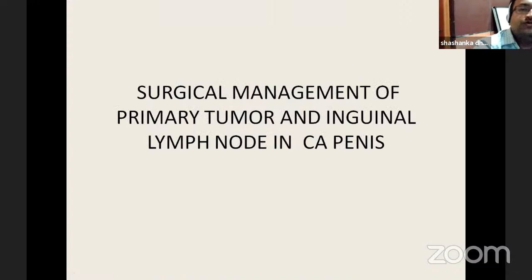Okay, let's go to the topic of carcinoma penis now. We've dealt with the surgical anatomy of the penis. One of the biggest topics today to discuss is carcinoma of the penis.